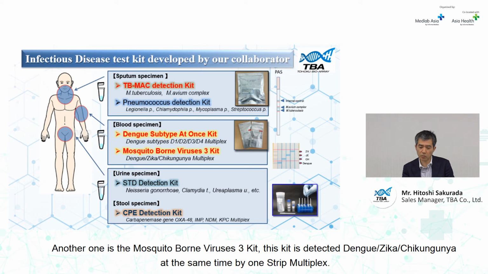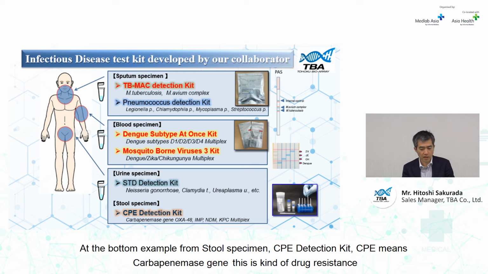And another one is the mosquito-borne virus 3 kit. This kit detects Dengue, Zika, Chikungunya at the same time by one strip multiplex. And the bottom example, from stool specimen, CPE detection kit. CPE means a carbapenemase gene. This is a kind of drug resistance.